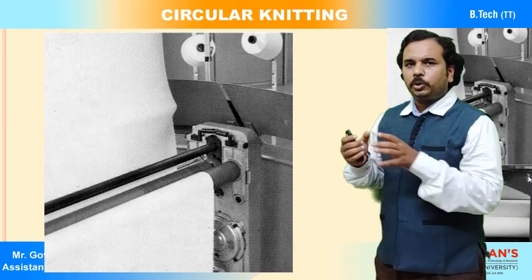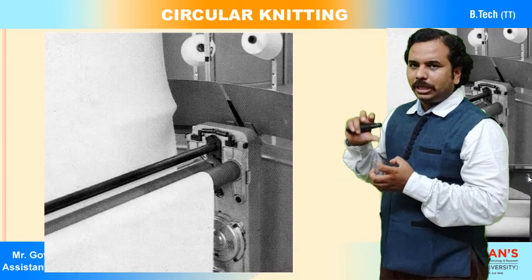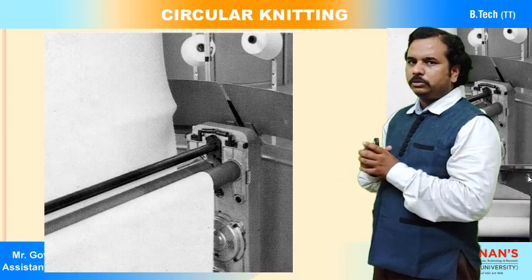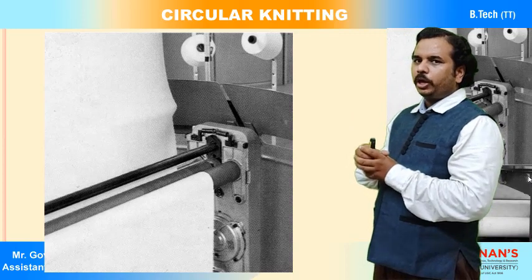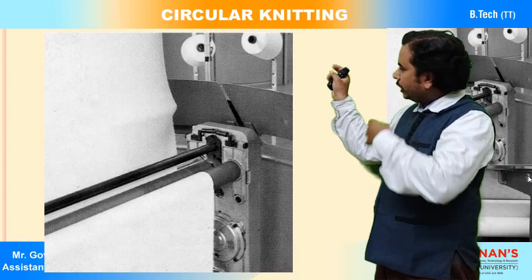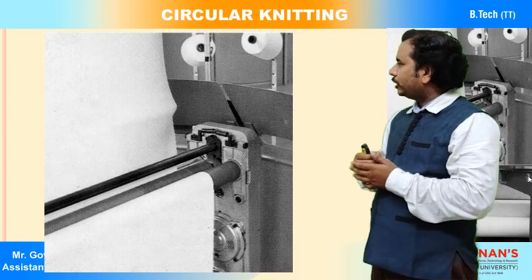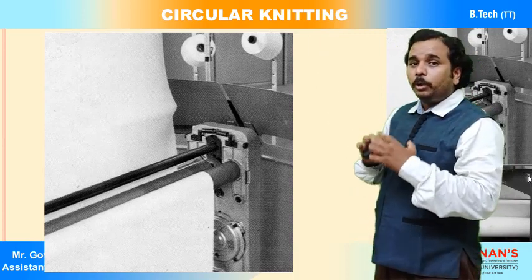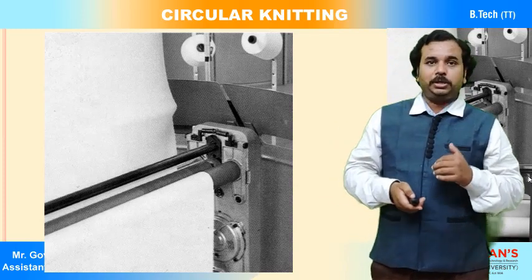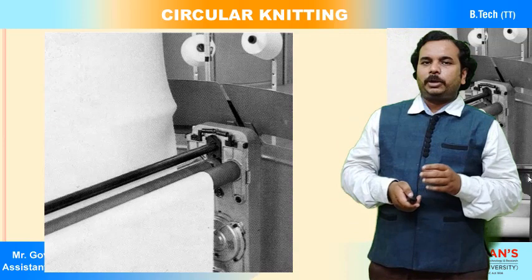As I told you, modern circular knitting machines use motorized or electronic means of control. You can observe in this image a driving mechanism which is controlled by electronic means.